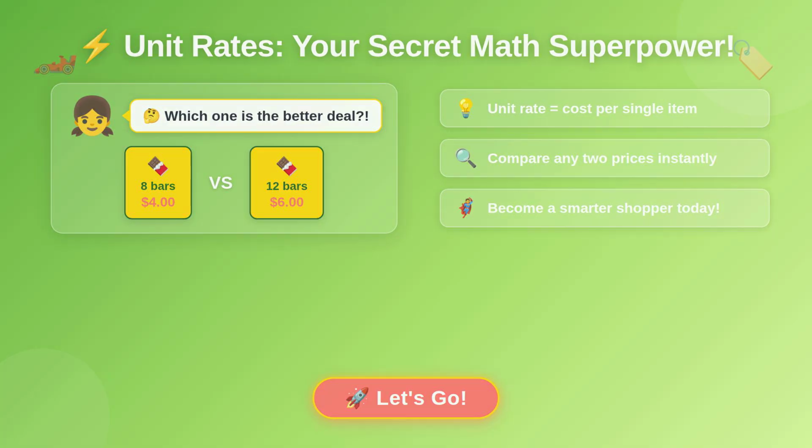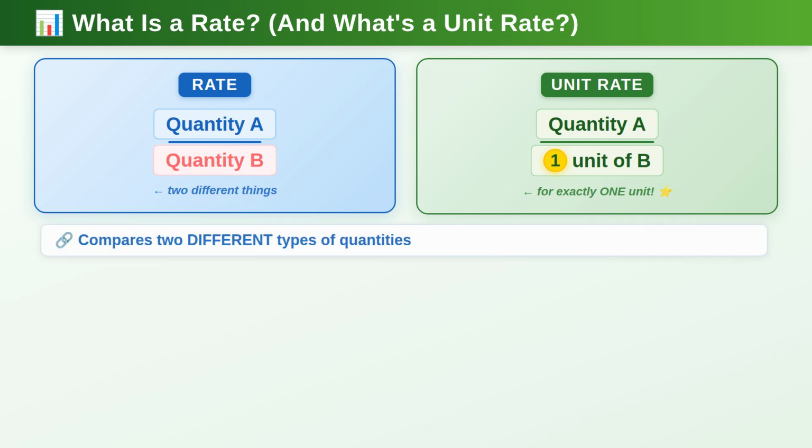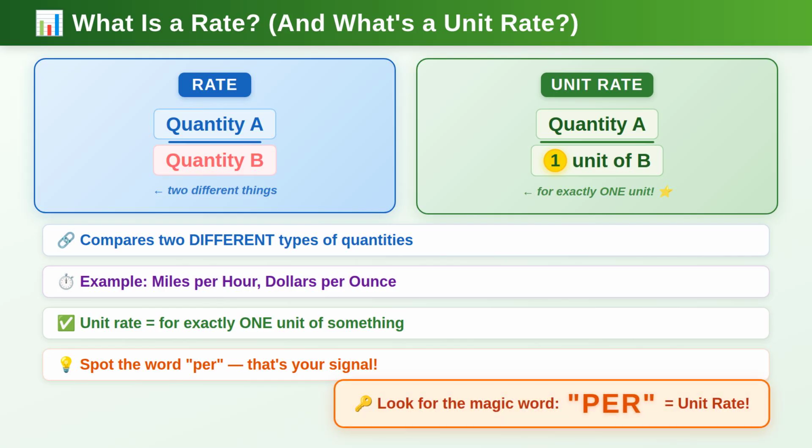Let's go. Before we help Maya, let's build our foundation. A rate is a special ratio that compares two different types of quantities: miles and hours, different things; dollars and ounces, different things. Now, a unit rate takes it one step further. It finds out how much of one thing you get for exactly 1 unit of the other. 1 hour, 1 ounce, 1 mile. That little word, per, is your signal. Miles per hour, price per ounce.